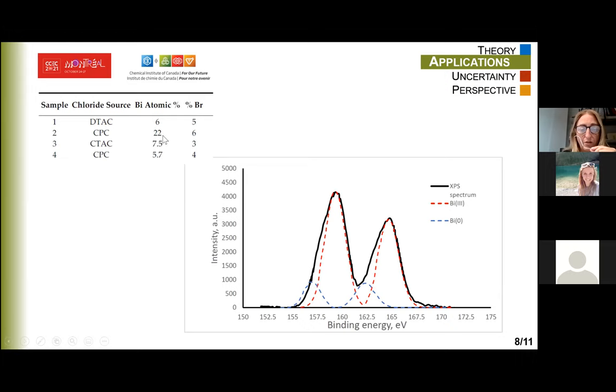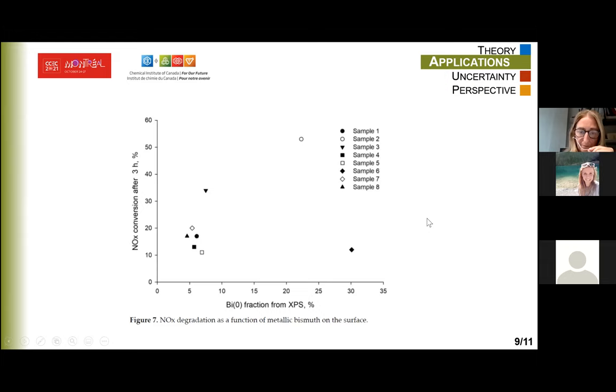And once more, the percentage of bismuth zero is very important for us. In fact, we also found a correlation between the fraction of metallic bismuth that we recognize from XPS and the NOx conversion that we have in our photoreactors after three hours of test. So you can see an interesting correlation between the amount of metallic bismuth and the NOx conversion.